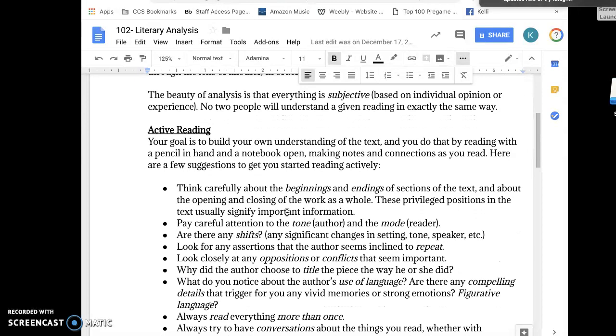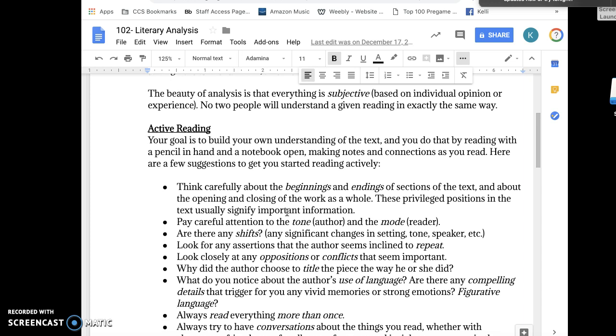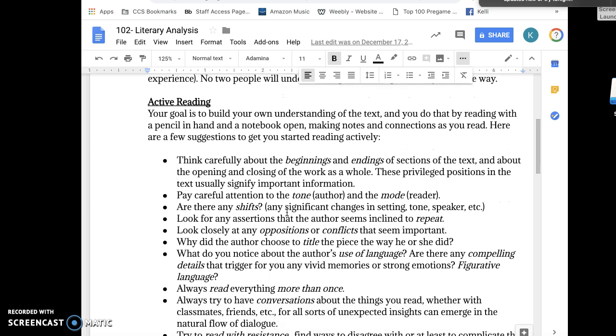To be successful at literary analysis, you have to learn to be an active reader. So you have to be able to build an understanding of a text. Even when a text is difficult, you have to be able to build on your own understanding of a text. And the best way to do that really is to always make notes, make connections as you read. Read with a pen and a notepad close by. And I'm going to give you some suggestions today for learning how to start reading actively.